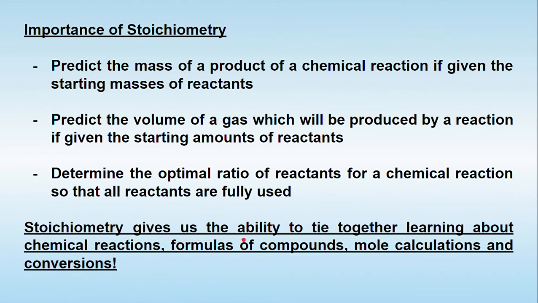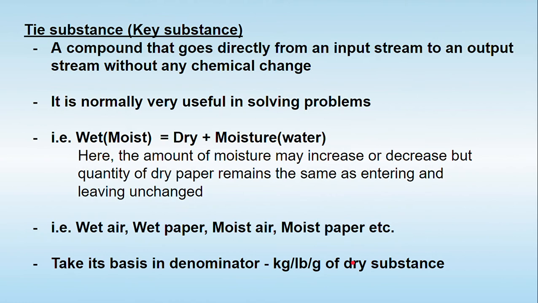Stoichiometry gives the ability to tie together learning about chemical reaction formulas of compounds, mole calculations and conversions. In stoichiometry, the most widely used basic concept is known as the tie or key substance. What is the meaning of that? For any chemical reaction, first try to find out the tie or key substance and take that tie or key substance as a basis.